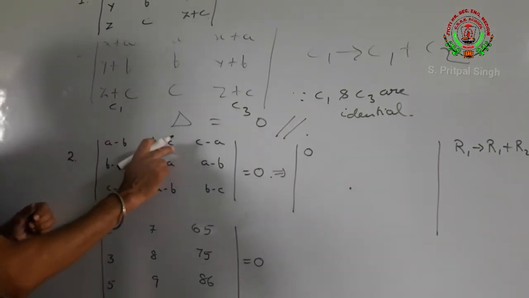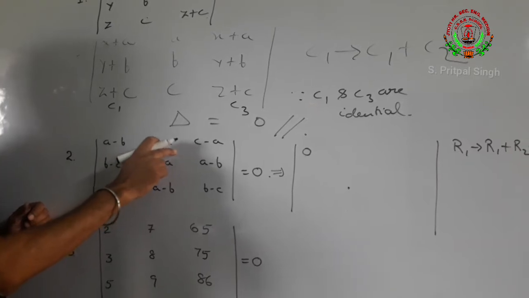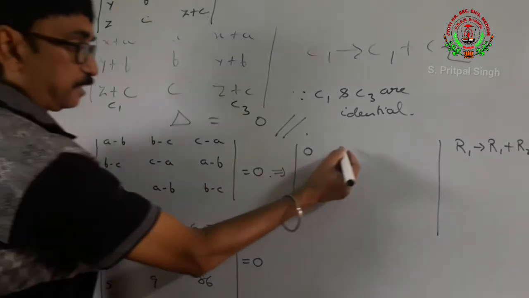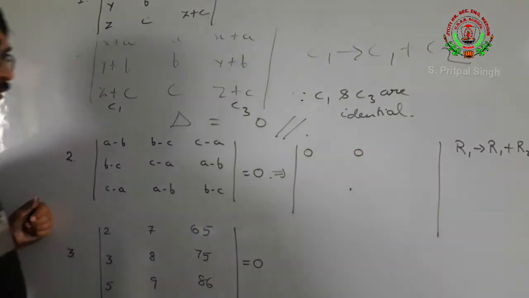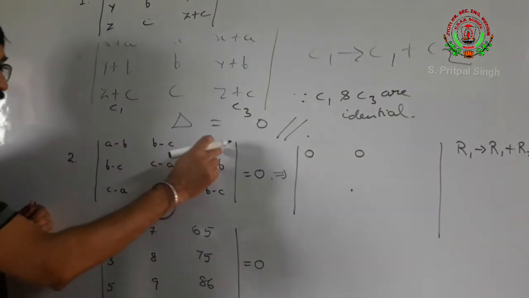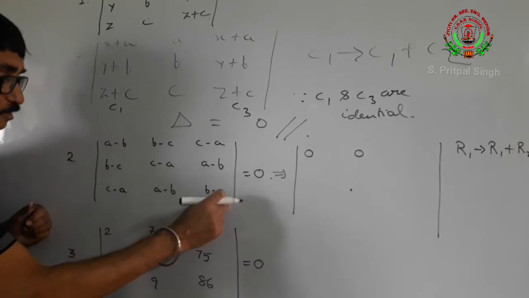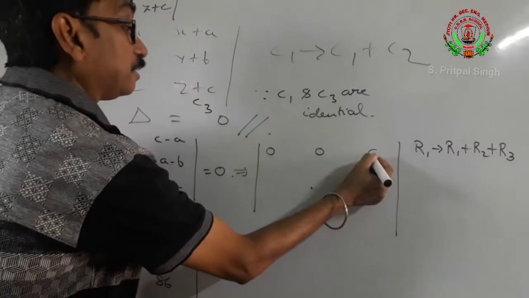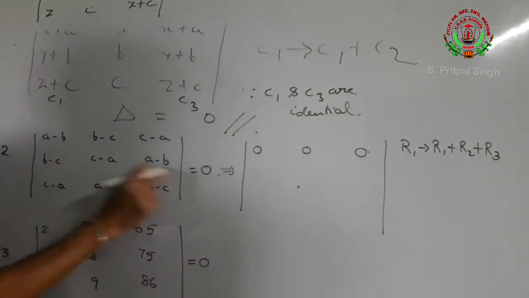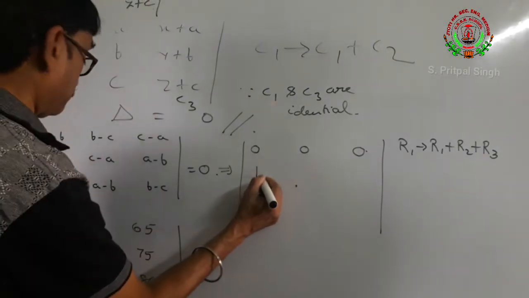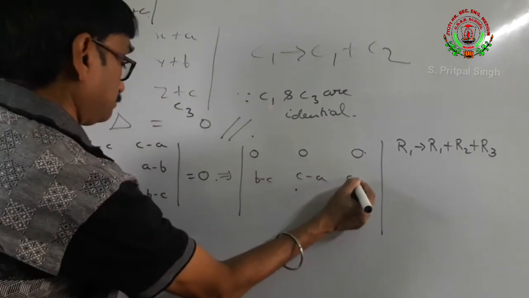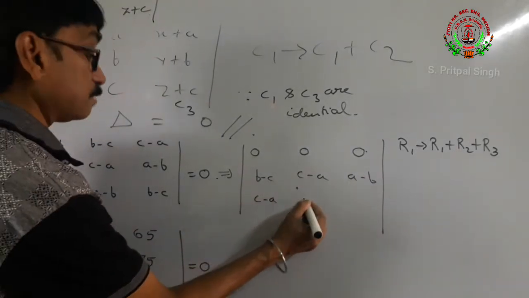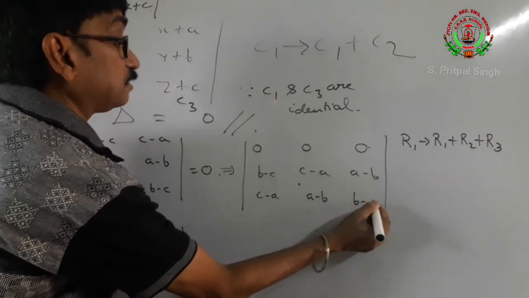Second, here R1 second element will be going to change. As we add up these all three elements, we will get again 0. And in the same way for the R1 third element, if we add up all these R1 plus R2 plus R3, we will get again a 0. And R2 and R3 elements will be as such: B minus C, C minus A minus B, C minus A minus B, B minus C.